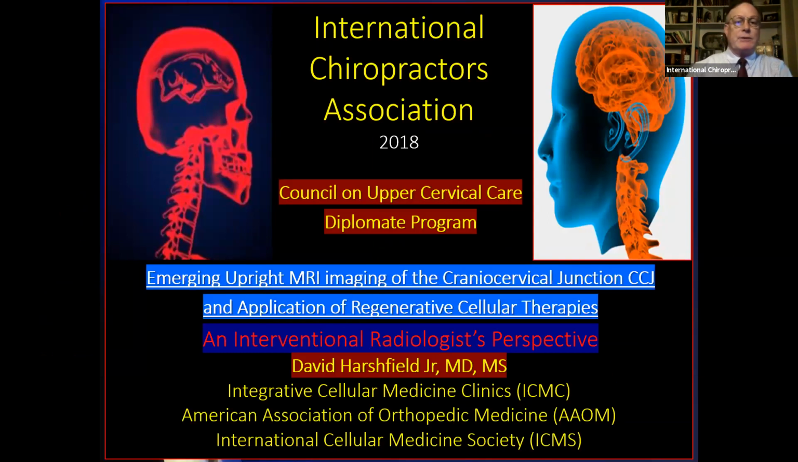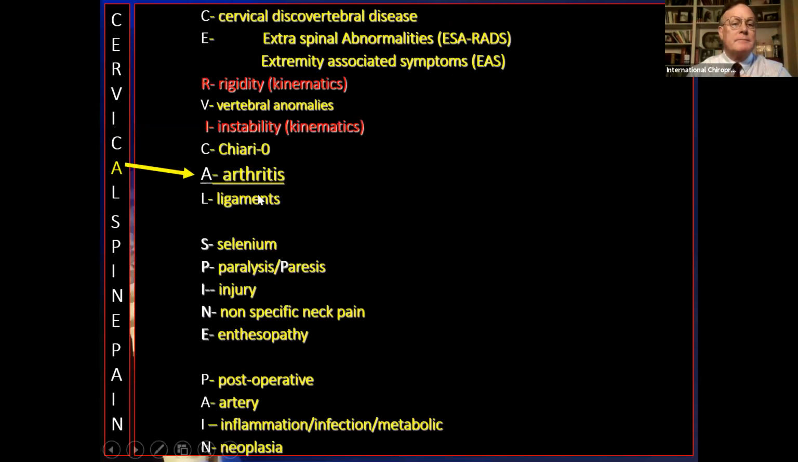Dictating. This is the International Chiropractors Association Lecture 10, pertaining to arthritis and ligaments. The arthritis is closely associated with ligament insufficiency, and we'll talk how that's connected. We'll talk about selenium, and then we'll also talk about spinal cord injury resulting in, or metabolic issues and whatnot that result in paralysis and paresis.